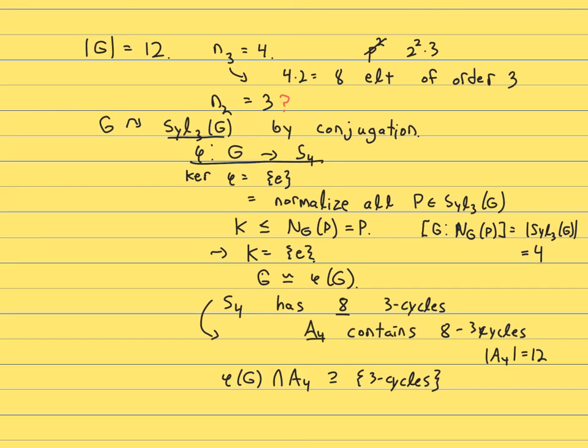That's a bit of a problem because subgroups have to divide the order of the group, and the order of the group is 12. So the only thing that it can be is the whole thing. So phi of G is actually equal to A4. Which means G is isomorphic to A4. So congratulations, in this one case that we couldn't quite figure out, we actually figured out what the group was. It's actually A4.